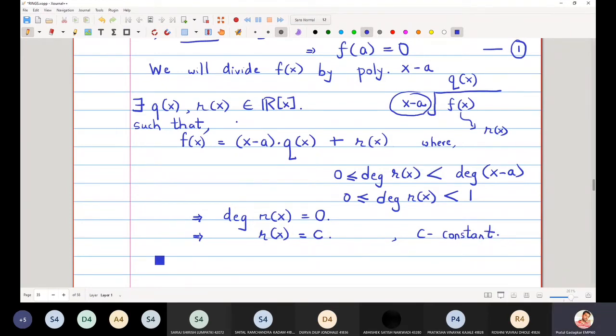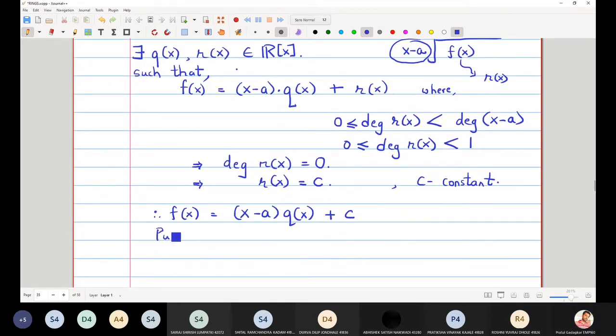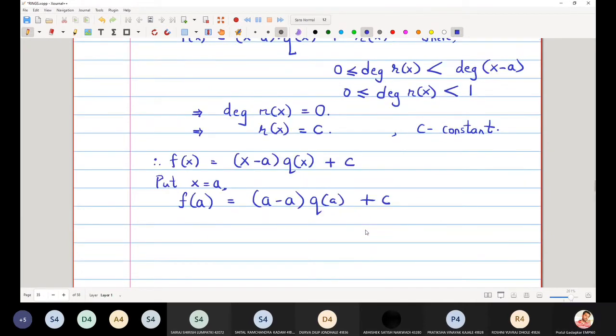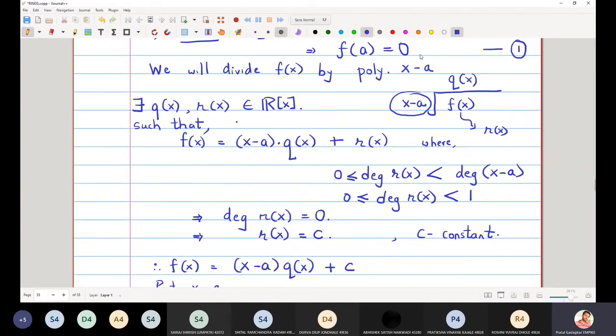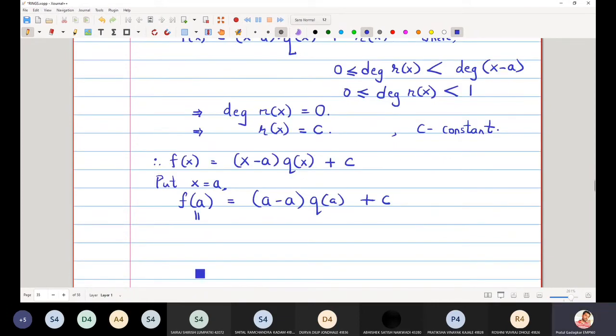This r(x) equal to C, I will substitute above. Therefore, f(x) is equal to x minus a into q(x) plus r(x). r(x) is C. Put x equal to a. When I put x equal to a, everything will change now. I will get f of a is equal to a minus a into q(a) plus c. How much is f of a? We have assumed that f of a is 0 in the assumption, right? f of a is 0. So this is 0. This is also 0. And this is C. So I have concluded that C, which was the remainder, is equal to 0.